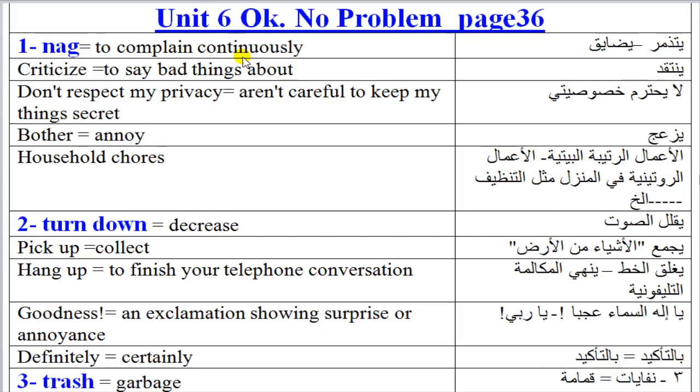We're going to use English. We're not going to use Arabic in our explanation, so please try to keep the words by heart in English. This is Unit 6, and this is the beginning of level Pre-intermediate 2. Pre-intermediate 2 includes Units 6, 7, 8, 9 and 10.